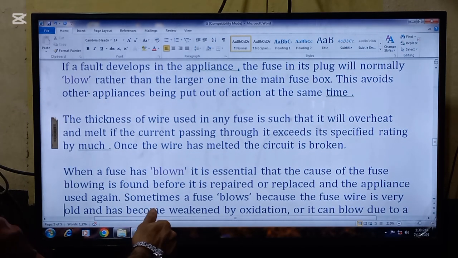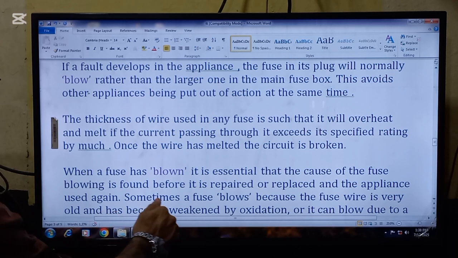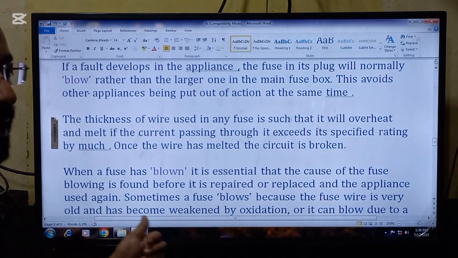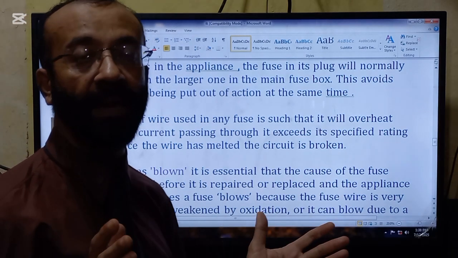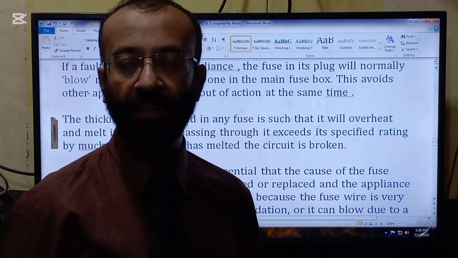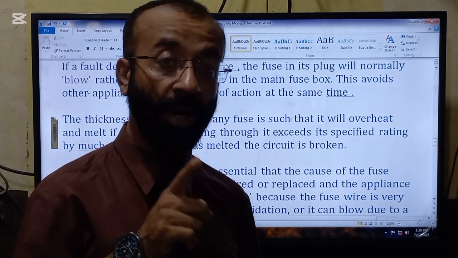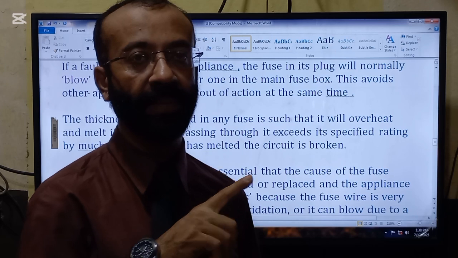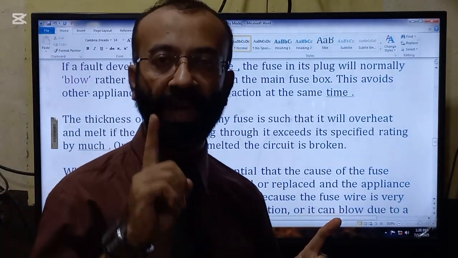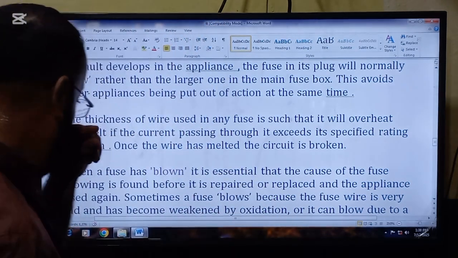When a fuse has blown, it is essential that the cause of the fuse blowing is found before it is repaired or replaced and the appliance used again. It is very necessary to detect the fault before repairing the fuse, because if you repair the fuse without detecting the fault, the fault may occur again and that may be dangerous. So detect the fault first and then repair the fuse.